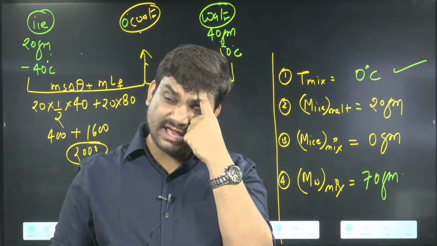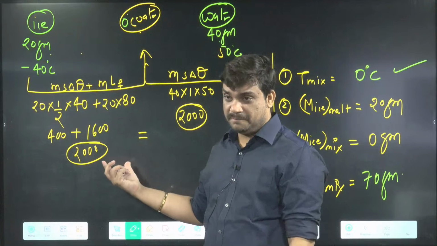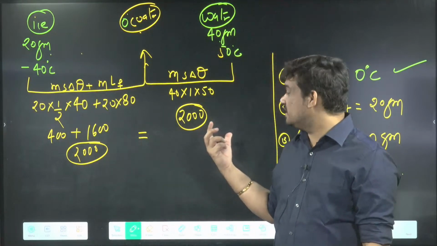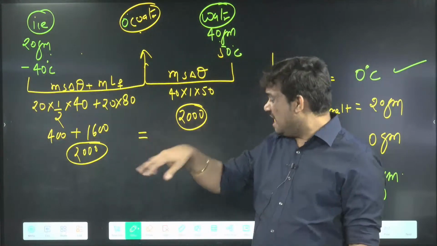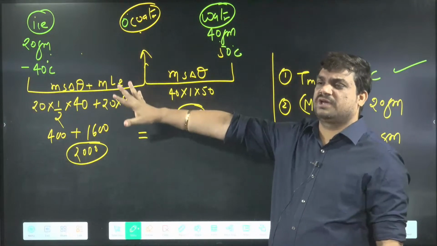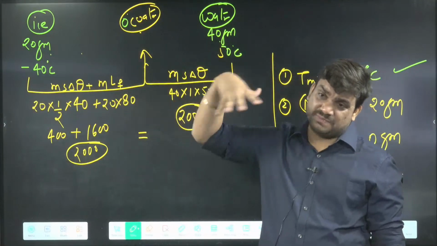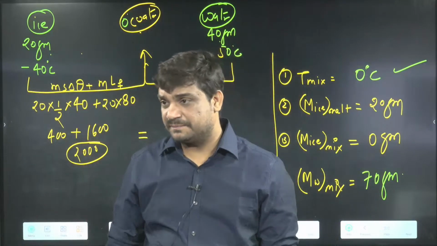Now we'll see the next question in which ice will be demanding 2000 and water will say that I will give you 3000, I will give you 2500, I will give you 4000, I will give you more than that. Whatever is your demand, I will supply more than that. So in that case, what will happen? Total ice will melt or will not melt?